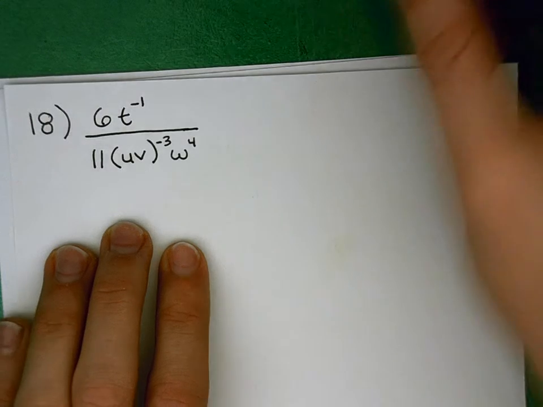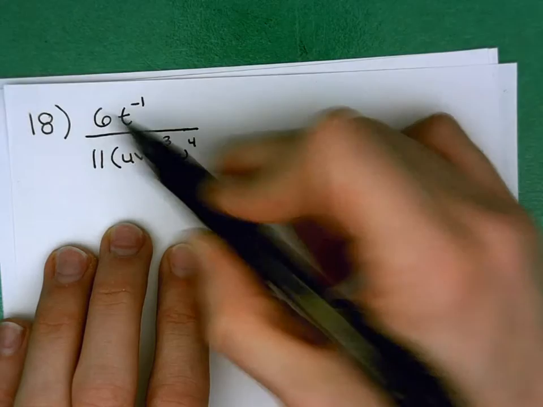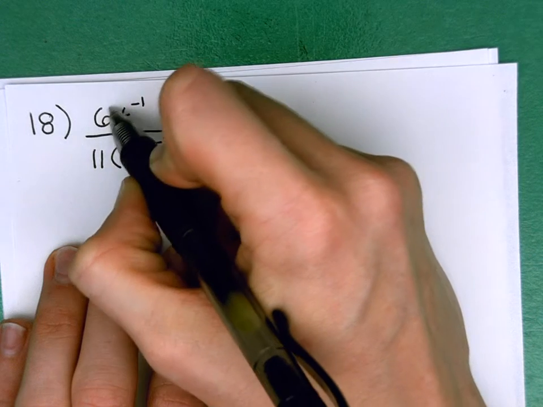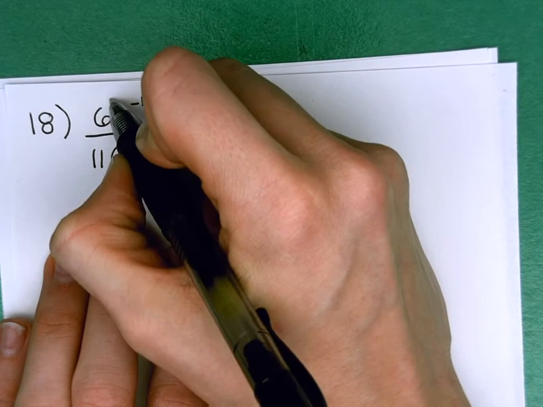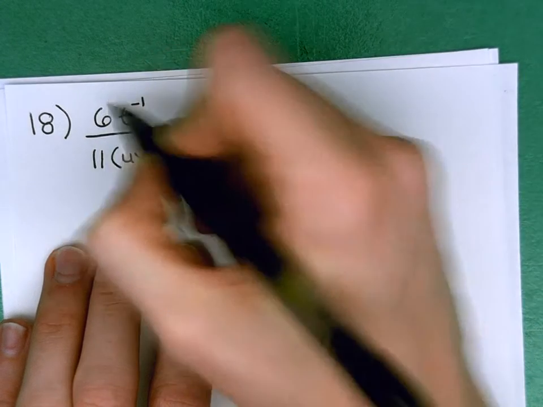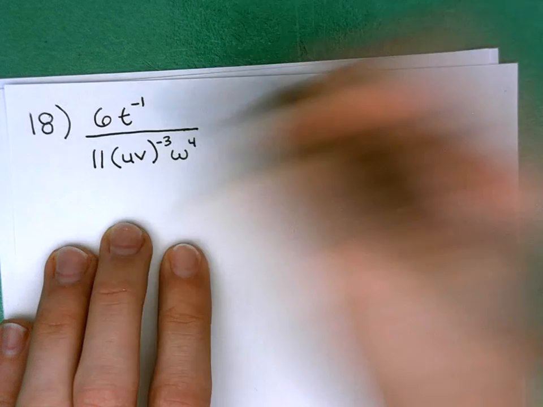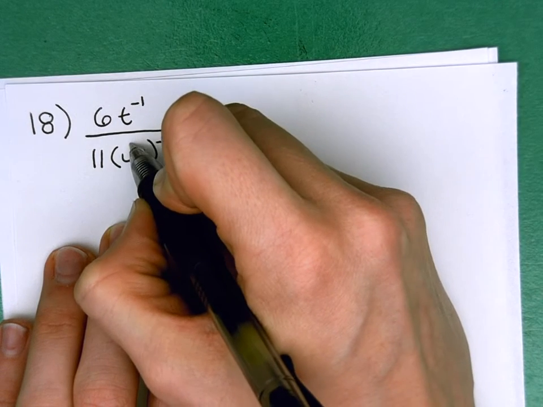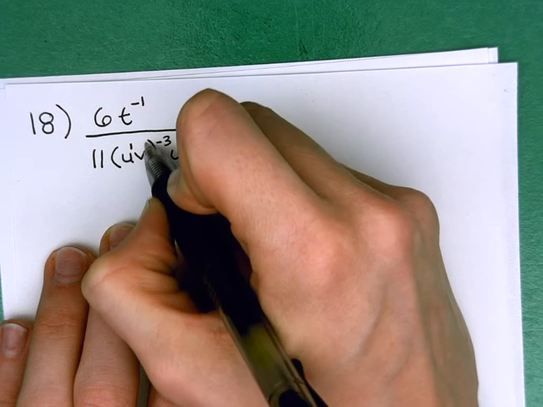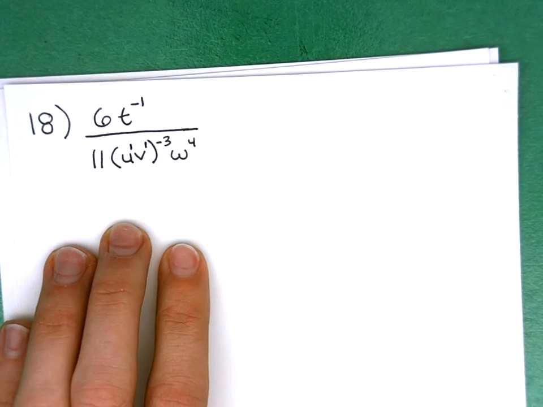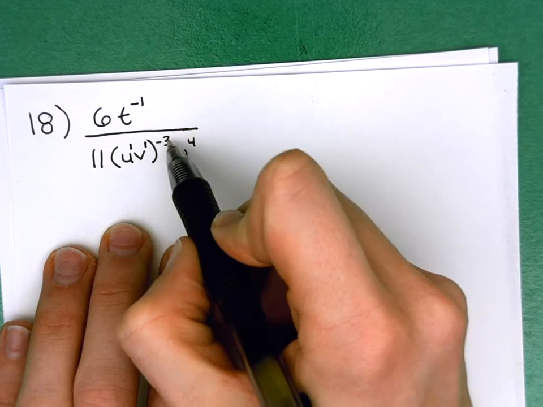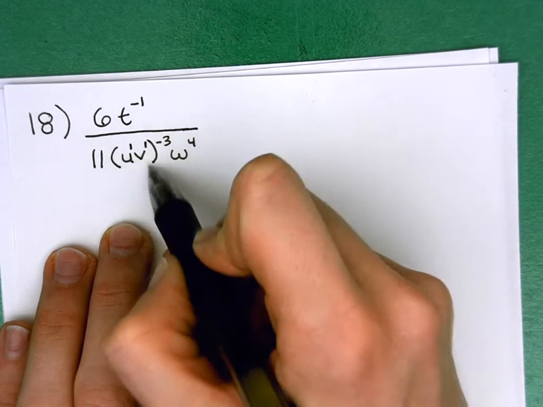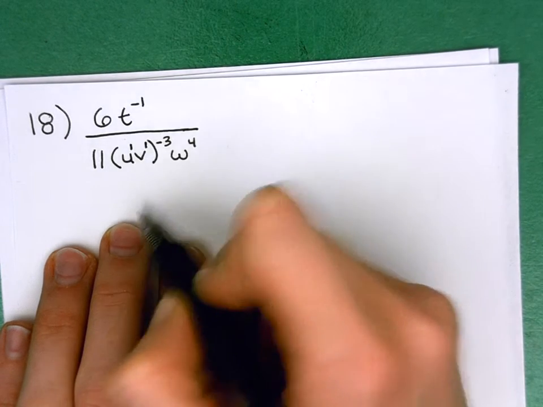So we're going to look at each of these variables independently and coefficients independently. The 6, we know it has an exponent of 1, we just don't write it. And 11 has an invisible exponent of 1, as does the u and the v. And I'm going to go ahead and write in the exponents on the u and the v, because I'm going to be distributing this -3 to both terms within these parentheses. That way I can get rid of the parentheses.